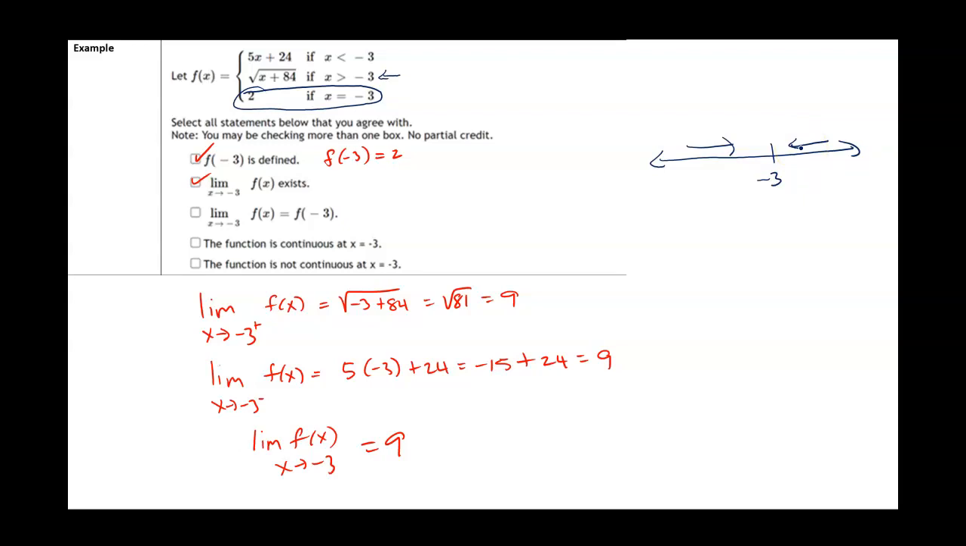What about the third condition? Is the limit as x approaches negative 3 of f of x equal to f of negative 3? So the limit as x approaches negative 3 is 9, but f of negative 3 is 2. Since 2 is not equal to 9, the function is not continuous at x equals negative 3. We're going to get a jump discontinuity.